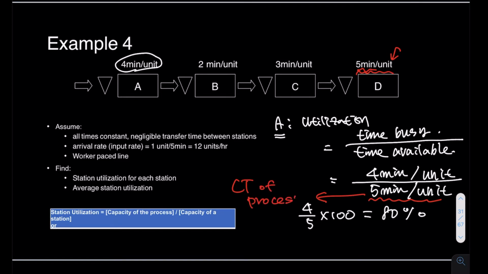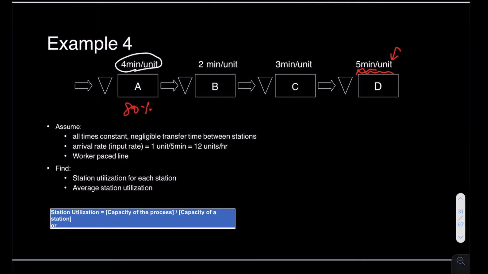entire process. And then the top here, 4 minutes per unit, is what? Actual time spent by this station. In other words, it is the cycle time of this specific station. So the cycle time of the station is on top here. So the cycle time of a station divided by the cycle time of the process gives you what? Utilization. And then you will get 80%. Okay, so we got the utilization of A as 80%.